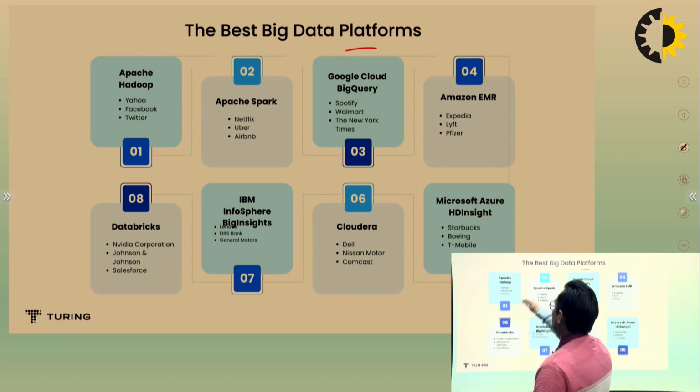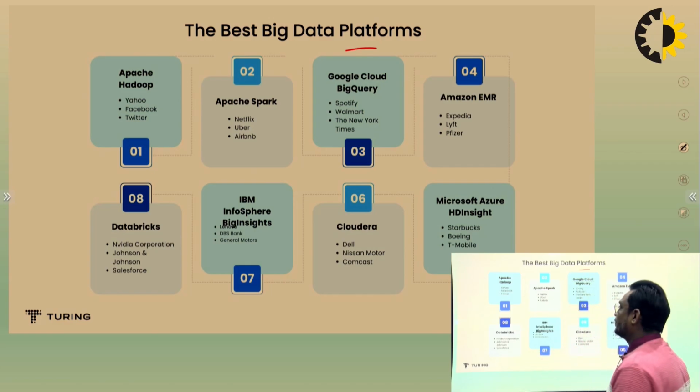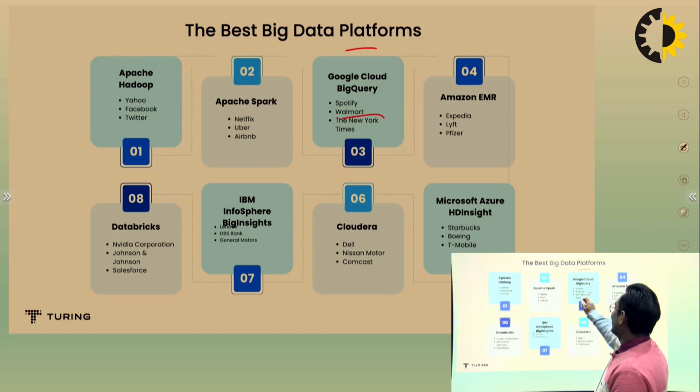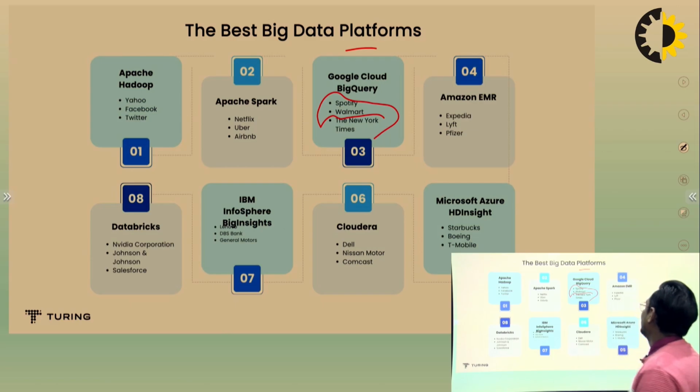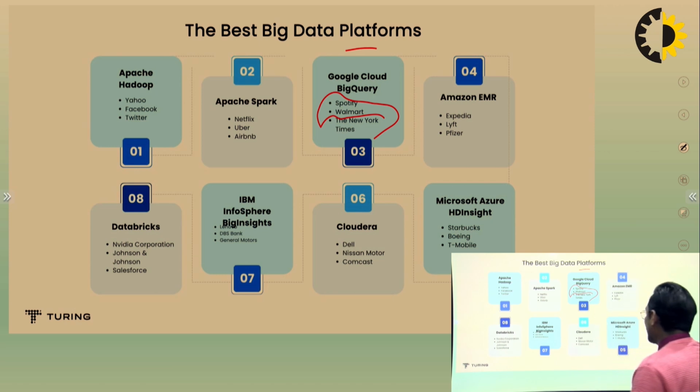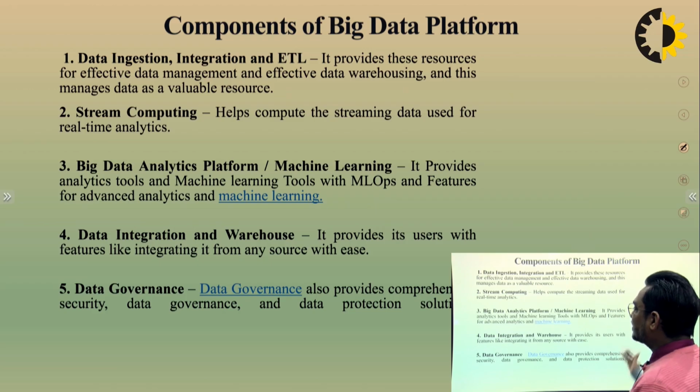The best big data platform is Apache Hadoop. Facebook, Yahoo, Twitter, Netflix, Uber, Google Cloud, the New York Times, and Walmart are very good examples. Amazon EMR is an example. Databricks is an example. IBM InfoSphere BigInsights, Cloudera, and Microsoft Azure services are also examples. These are examples of big data platforms. And this is the component.